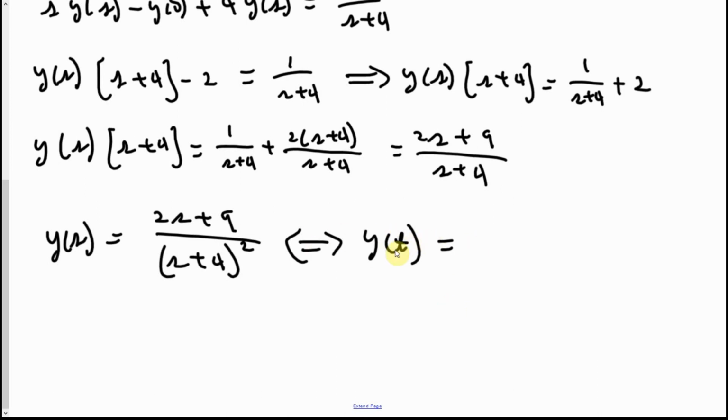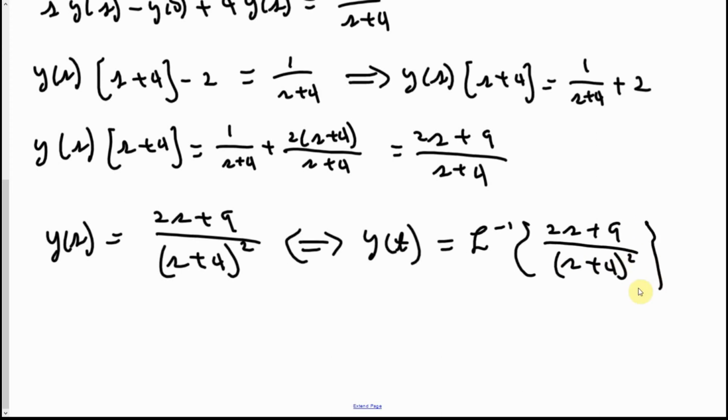But we come up to the modern world where the true variable instead of x is actually t, to represent maybe some function with respect to time. This is the inverse transform of (2s plus 9) all over (s plus 4) to the second. Now, there's a lot going on there, and we're just halfway done. So we're going to use partial fractions decomposition to break that down.